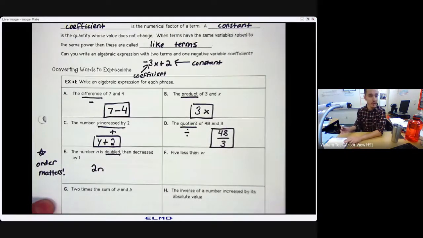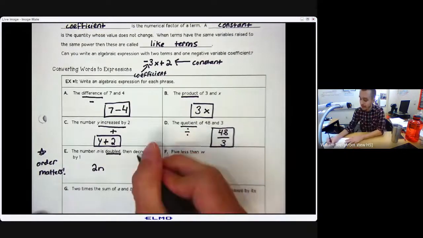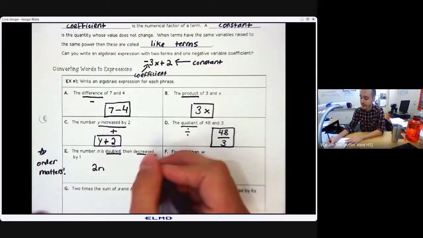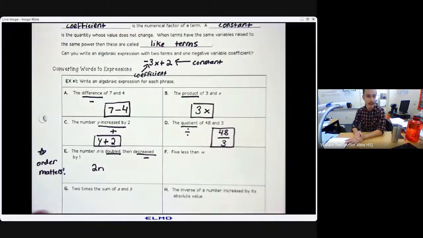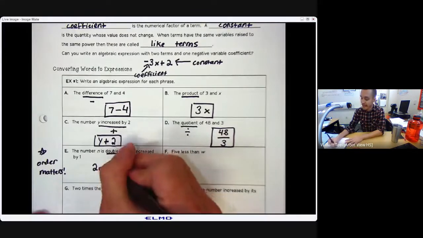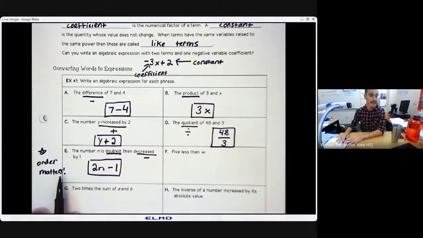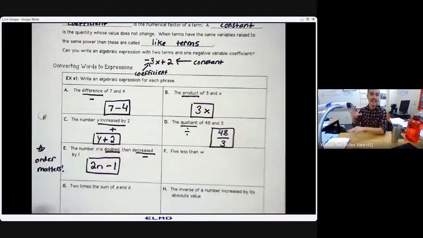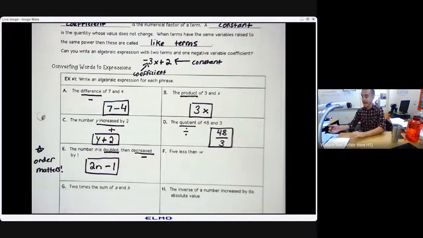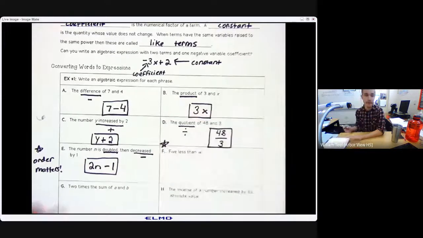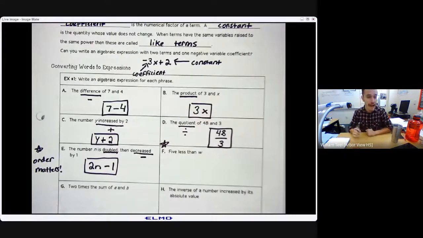Then for part 2, I am decreasing by 1. Decreasing means we are doing subtraction, okay? So that's going to be 2n minus 1. Once again, be careful because order matters once we get to multi-step expressions like this. Moving on to part F. Now this one I want you to be very careful of, okay? We have to pay attention to the vocabulary.